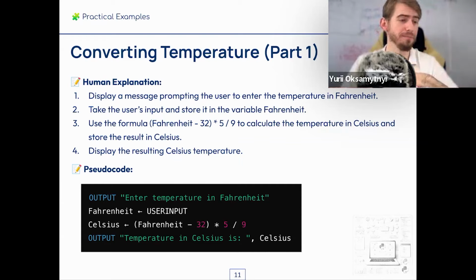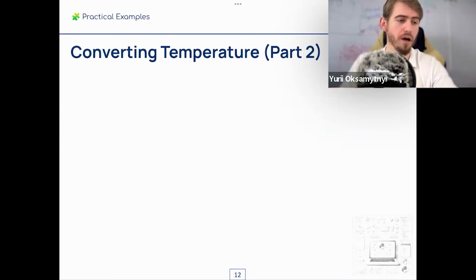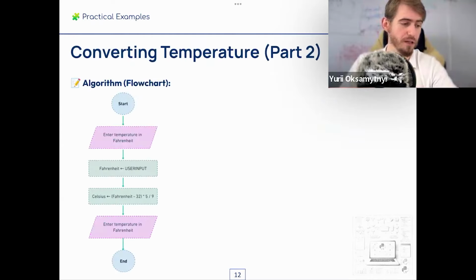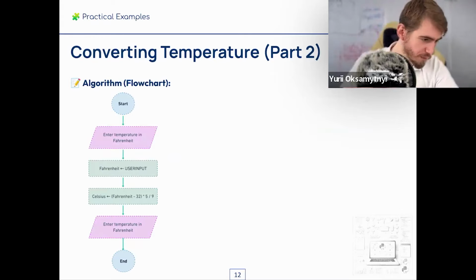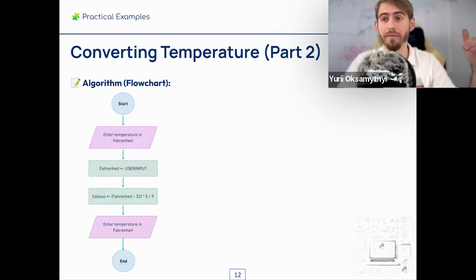the string. Now, after we define pseudocode, we can double check our logic using what? A flowchart. There is some glitch asking to enter temperature in Fahrenheit at the end, so we are going to fix it as well. Again, the first step is to enter the temperature in Fahrenheit, then we store the value in Fahrenheit, then we convert to Celsius, then we need to print the value in Celsius.